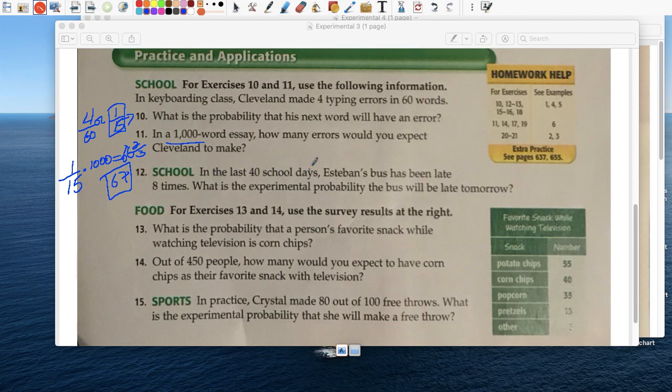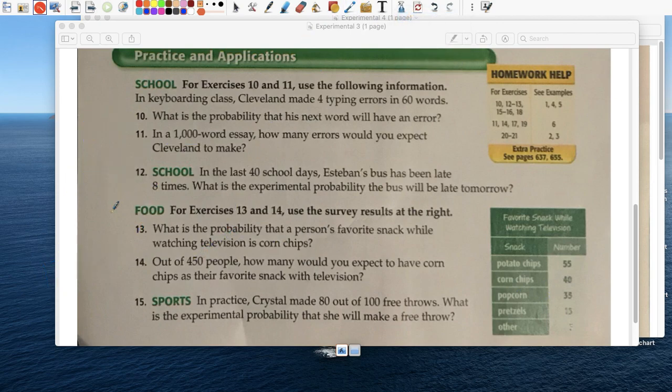In the last 40 school days, Esteban's bus has been late 8 times. So late 8 out of 40 times. What's the experimental probability that the bus will be late tomorrow? Well, I just answered that. 8 out of 40. Let's simplify that. That would be 1 out of 5, or as a percent, a 20% chance that the bus will be late tomorrow.